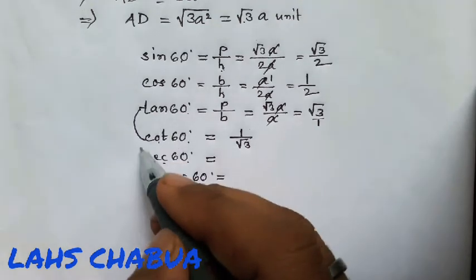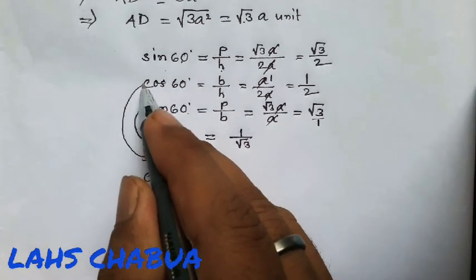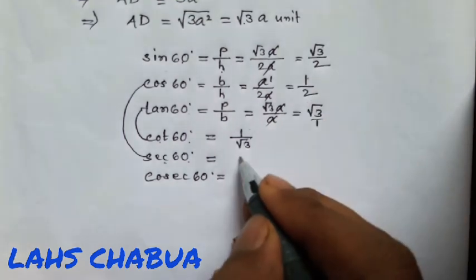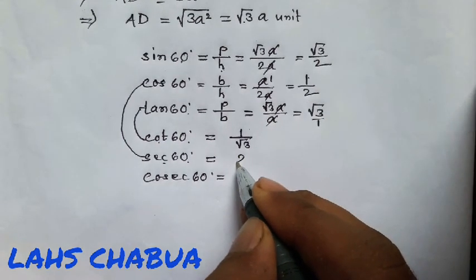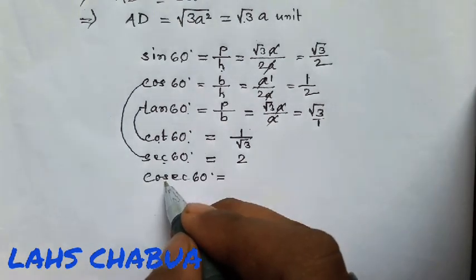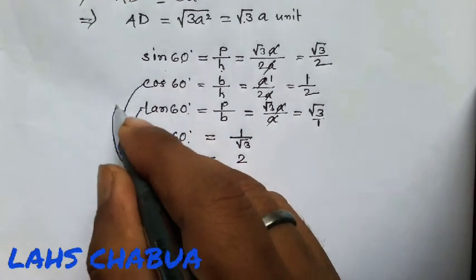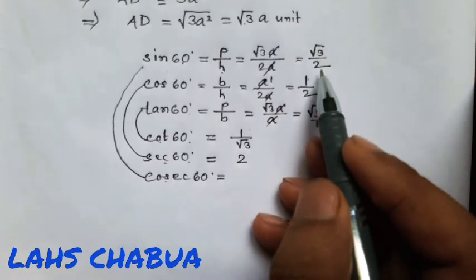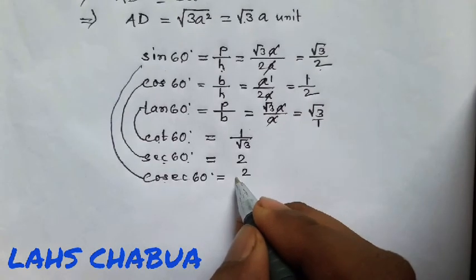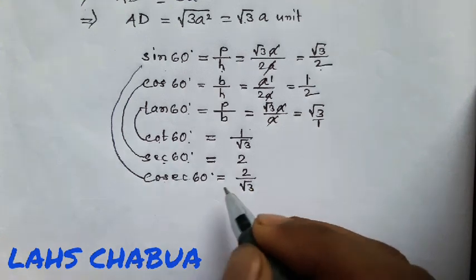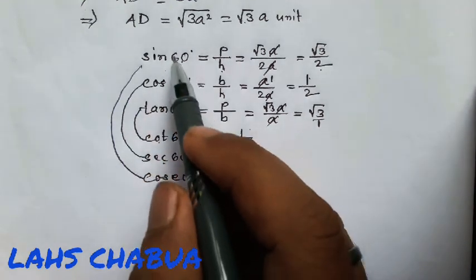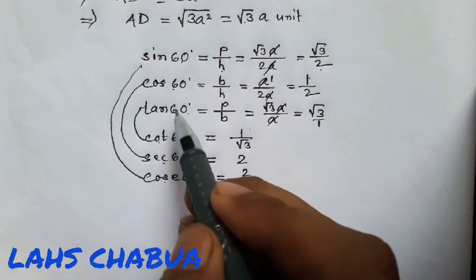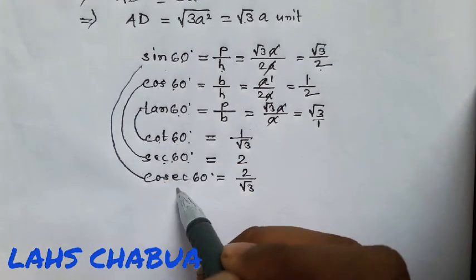Sec 60, as you know, sec is the reciprocal of cos. So cos 60 value we got 1 by 2, make it reciprocal 2 by 1, no need of writing 1 at denominator place. Cosec 60, as you know, cosec is the reciprocal of sine, and sine value we got root 3 upon 2, make it reciprocal 2 upon root 3. In this way we can obtain all the trigonometric ratios of 60 degrees. See, sin 60, cos, tan, cot, sec, cosec.